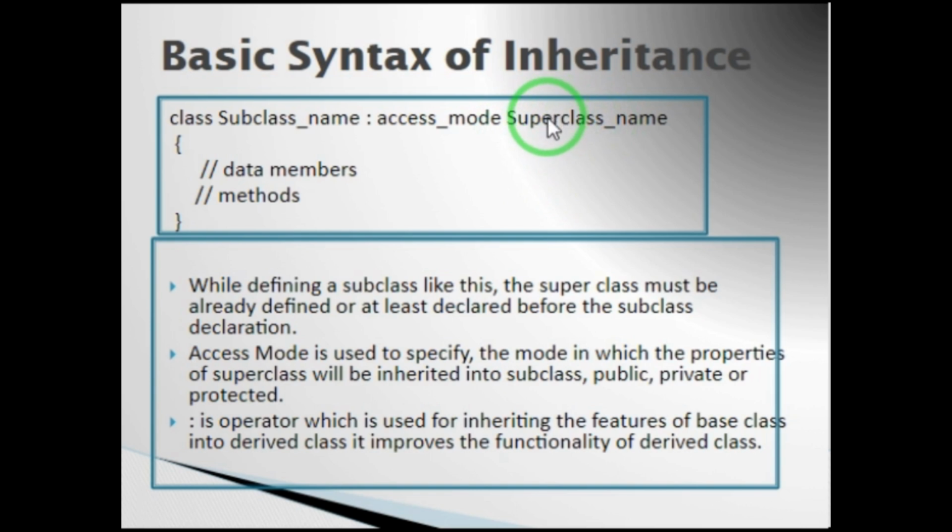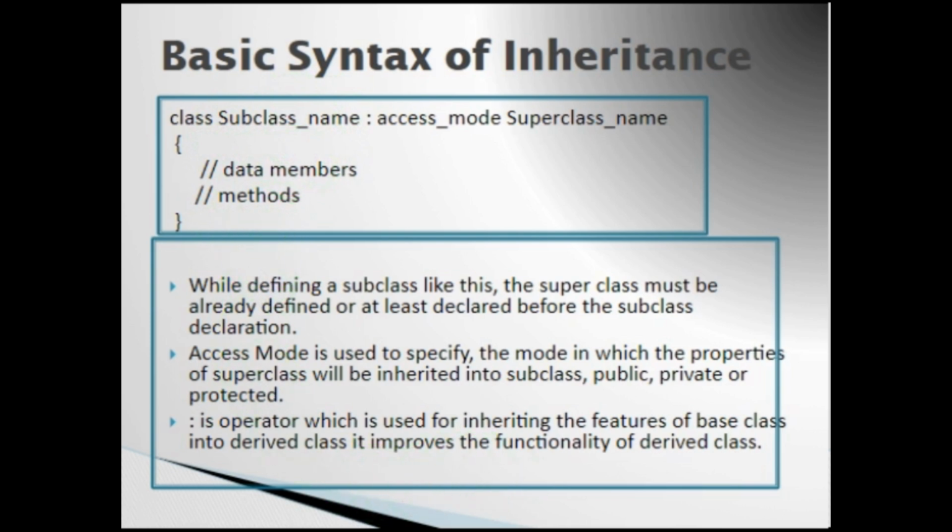Superclass name. This superclass name means the base class name or parent class name from which you want to inherit the properties, that is, data members and member functions. And this is the data member and method of the subclass's own data members and own methods.